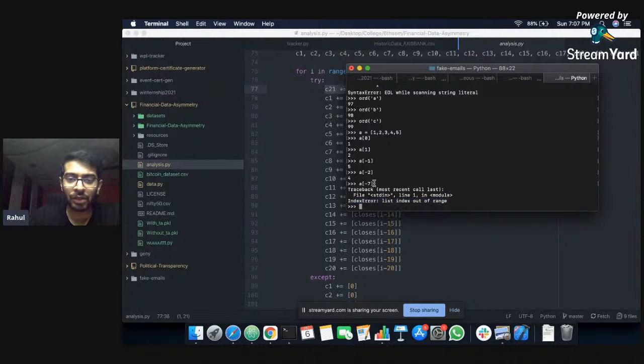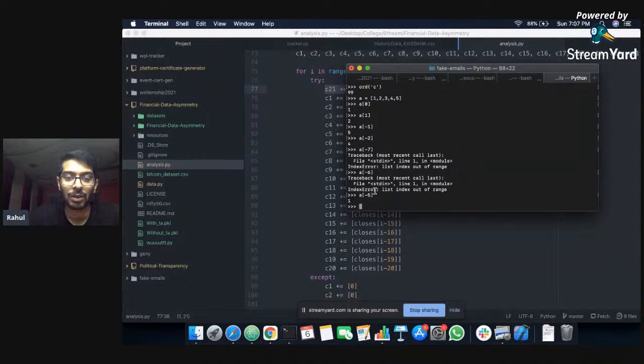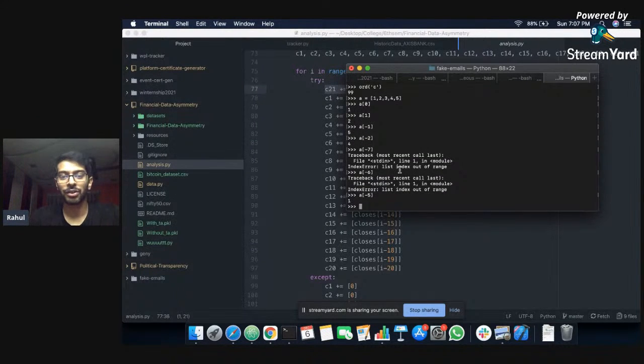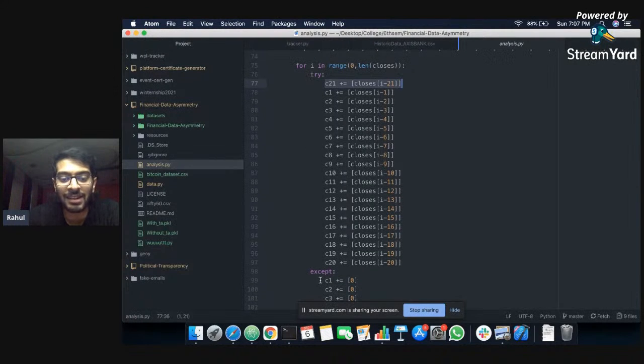Okay. So now similarly, let's say, if I said a of minus 6, it's still out of range. So a of minus 5, now I get a value called 1. So basically, this is just a way for us to figure out whether past closing prices exist or not. Okay. So that's the reason why we're using these try except blocks over here. So that's basically for error handling.